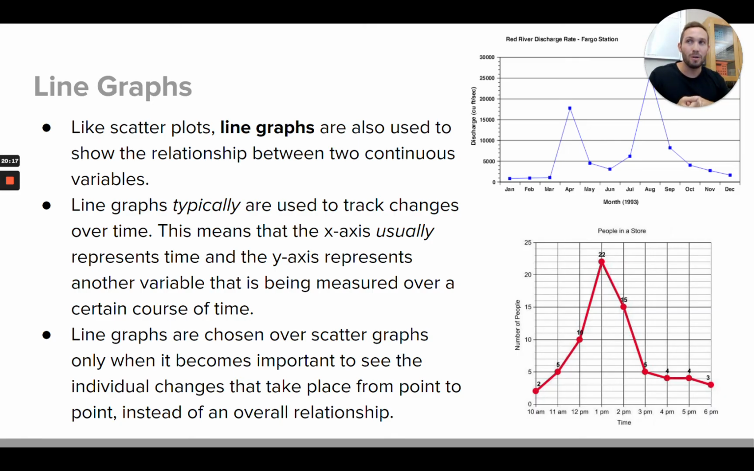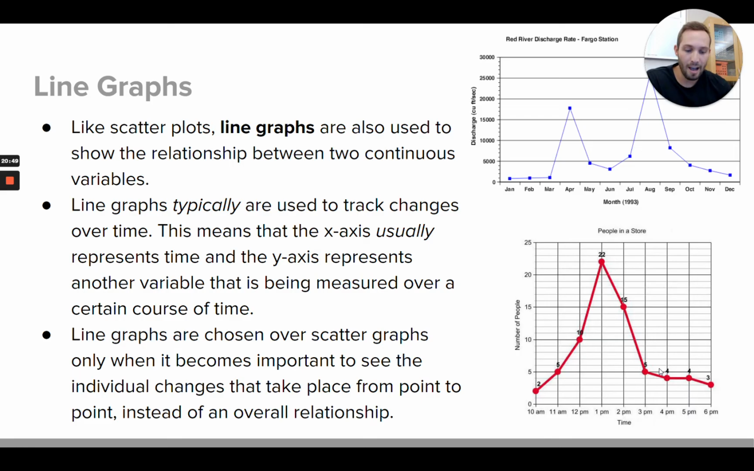But really, a line graph is going to be used over a scatter plot when we don't want to see if there's an overall trend, but we do care what's happening from point to point to point. We want to see the changes that go up and the changes that go down, and that's important for the conclusions we're trying to make from our data. Specifically over time, that's really helpful because we want to know when certain values are going up, when they're going down, or when they're not changing.